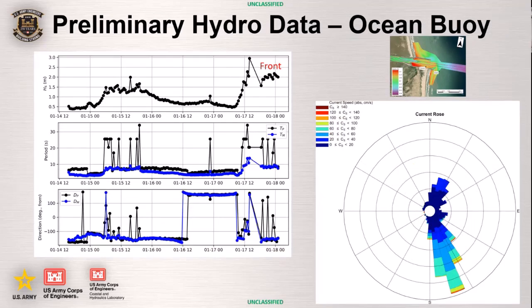And this is the same data, but from the ocean buoy. Again, we have significant wave height. I've marked where the front moved through. It actually tossed this buoy onshore, which is why this deployment was so short. But then again, we have peak and mean wave period and peak and mean wave direction. And on the right-hand side, again, we have those bottom currents.